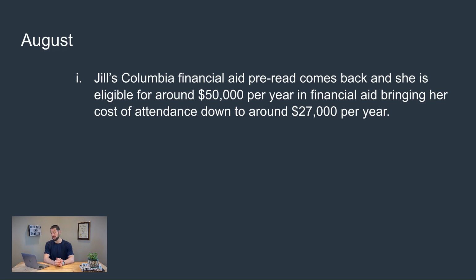Now, $50,000 a year in financial aid is right around the average amount of financial aid that those people who are eligible for financial aid will get. So that doesn't mean that the average applicant is going to get around $50,000. The average person who is eligible for aid is going to average around $50,000 a year of aid. So there are plenty of people that apply that are not eligible for financial aid because their parents or they make too much money. But for all of those who are eligible for financial aid, the average aid in the Ivy League is around $50,000, which would bring her cost of attendance down to around $27,000 per year at Columbia.